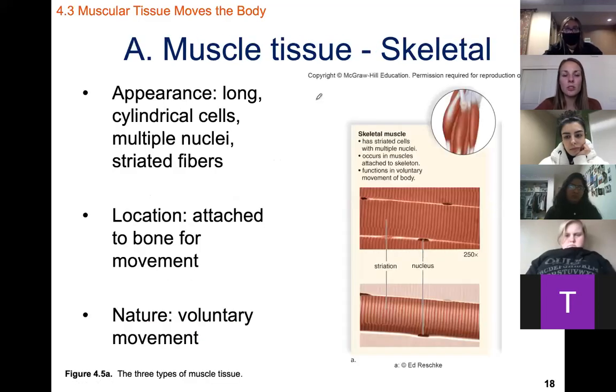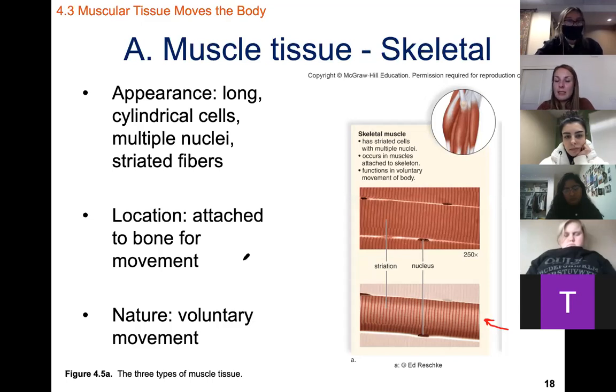So your skeletal muscle tissue looks like long cylindrical cells, meaning kind of like columns, and it has multiple nuclei and striated fibers. It kind of has a stripe appearance. And here's a couple of pictures right here. This is the skeletal muscle. We know that because it's striped, it's long. This is muscle tissue that's attached to bones for movement. Think of your hamstrings, your quadriceps, your gastrocnemius, your bicep, your tricep, all of those. Those are all attached to different bones that provide movement.